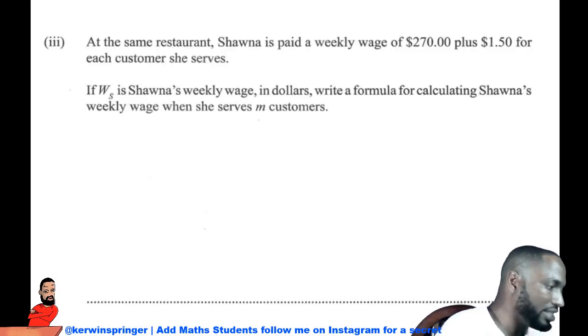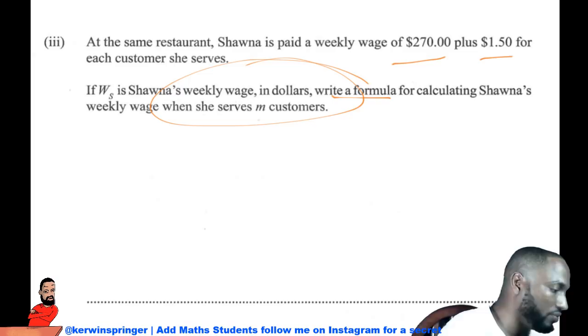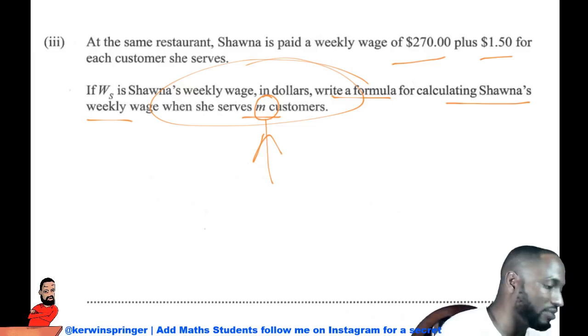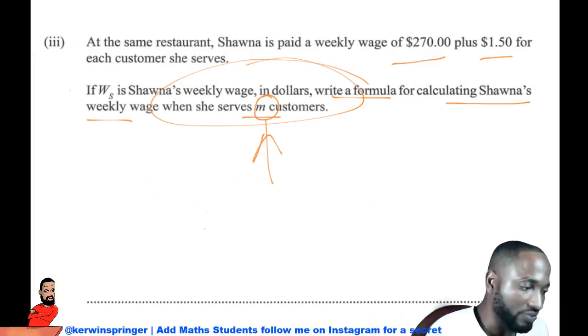At the same restaurant, Shauna is paid a weekly wage of this plus this for each customer served. So you need to generate the equation. Write the formula for calculating Shauna's weekly wage when she serves M customers. Note, they already tell you to use M instead of N. So go ahead and write the answer for this.